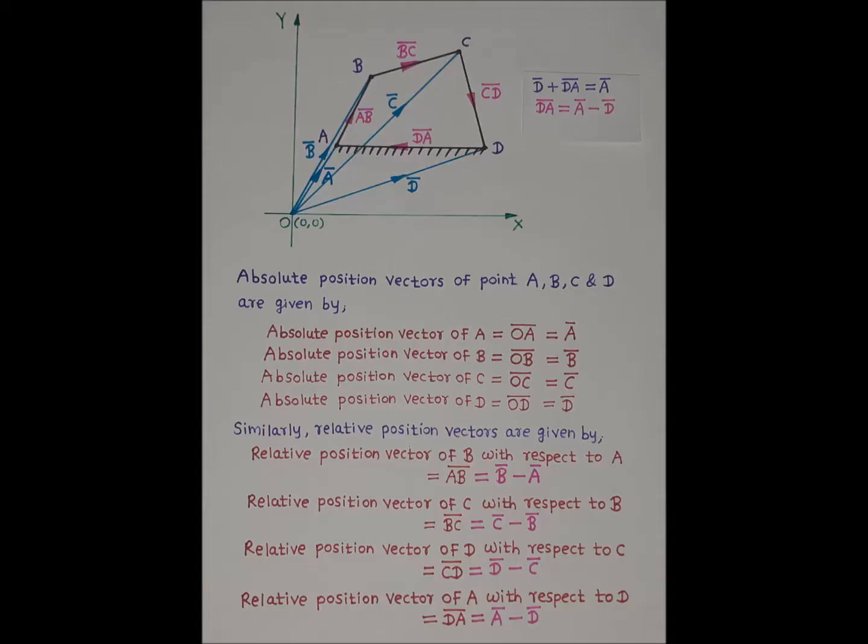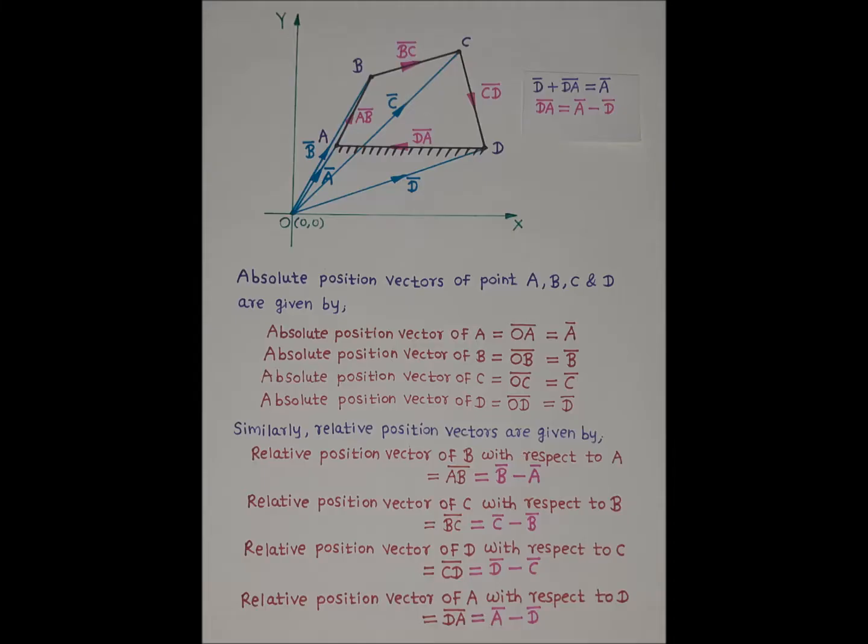And you can notice all these relative position vectors are along links. AB bar is along link AB. Obviously, because at point A there is a turning pair, at point B there is a turning pair, and between these 2 points we have link AB. So AB bar is along input link AB, BC bar is along coupler link BC, CD bar is along output link CD, and DA bar is along fixed link DA or AD, we can say.